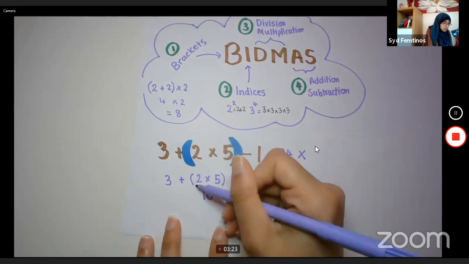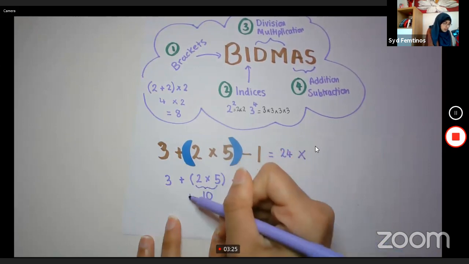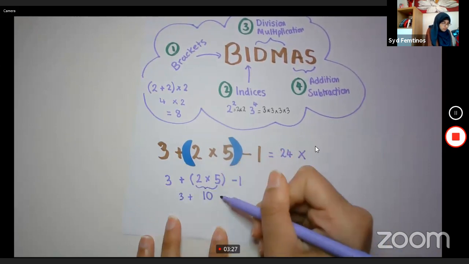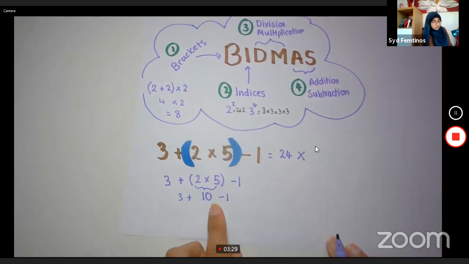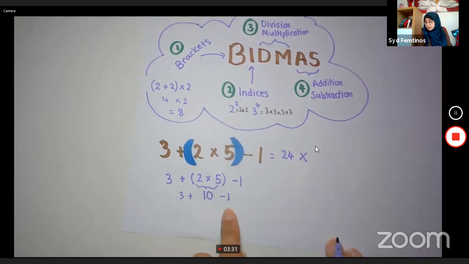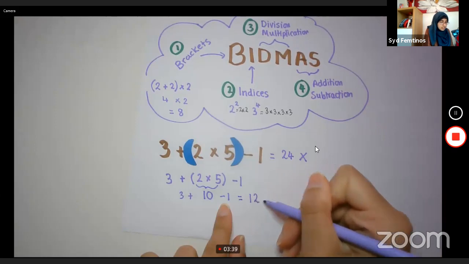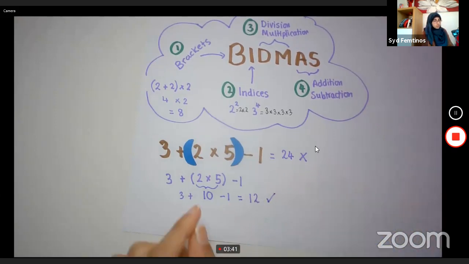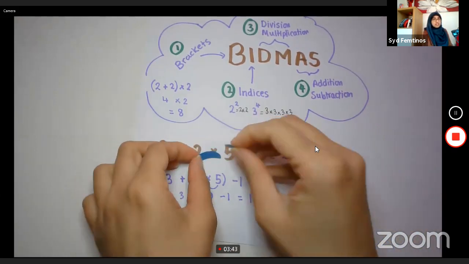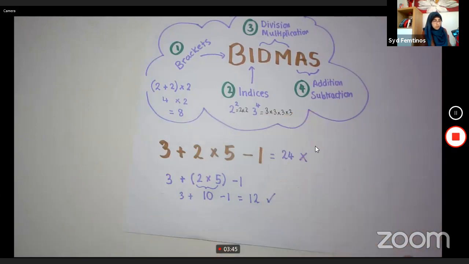Okay, so I've done this bit first. Then I'm going to add everything else around it. So 3 plus, now it doesn't matter which order I do the plus or the take away. So do 3 plus 10, that's 13, minus 1 gives me 12. And this here is the right answer. So these brackets help us define what we're going to be doing.